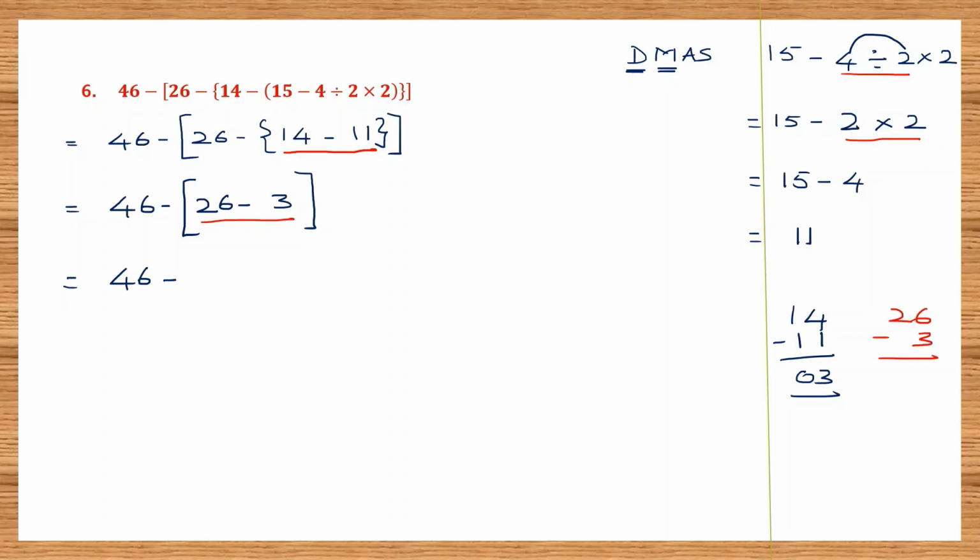26 minus 3. 6 minus 3 is 3 and I have 2 here. So that is 23. So 46 minus 23. So now let's subtract that. 46 minus 23. 6 minus 3 is 3. 4 minus 2 is 2. So we have 23. So 23 is our final answer.